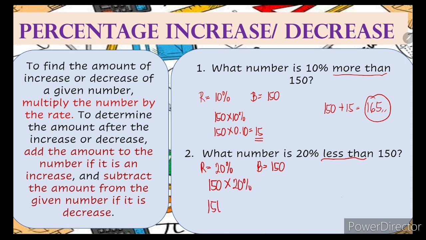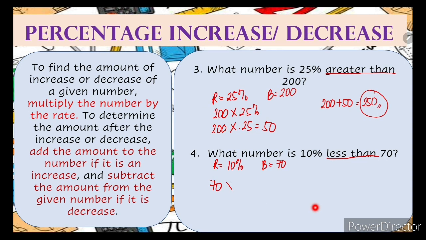So, 150 times 0.2 or 0.20 is equal to, so let us solve 70 times 10% or 70 times 0.10 is equal to 7. Now, let us subtract since less than daw siya. 70 minus 7 is equal to 63. So, the number that is 10% less than 70 is 63.